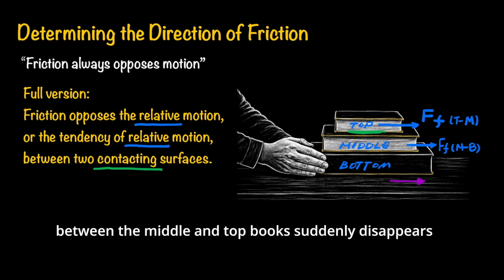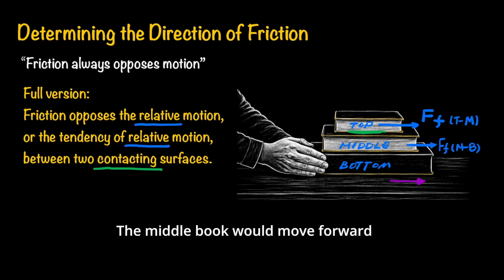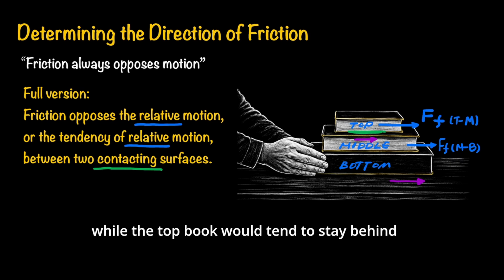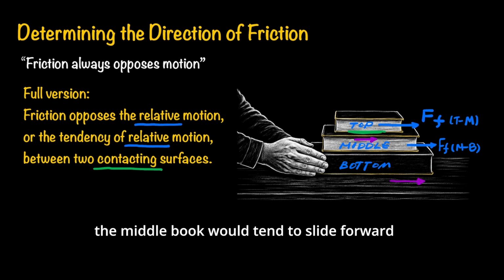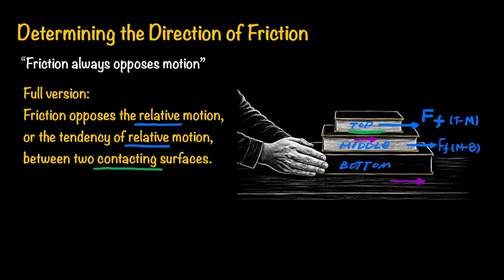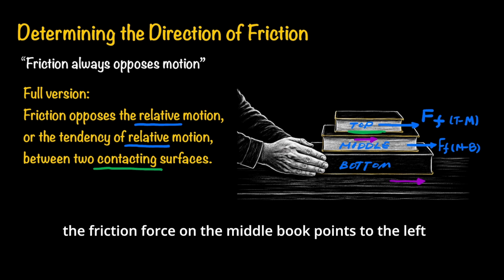Imagine the friction between the middle and top books suddenly disappears. The middle book would move forward, while the top book would tend to stay behind. So, relative to the top book, the middle book would tend to slide forward. To oppose that tendency, the friction force on the middle book points to the left.